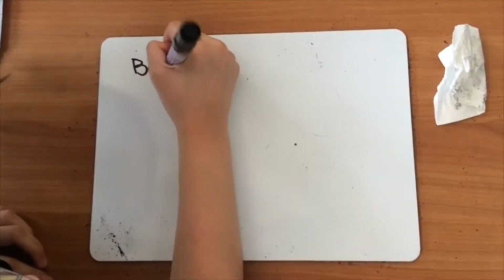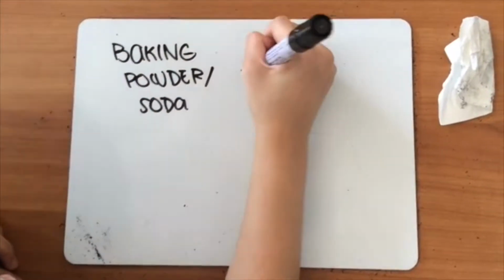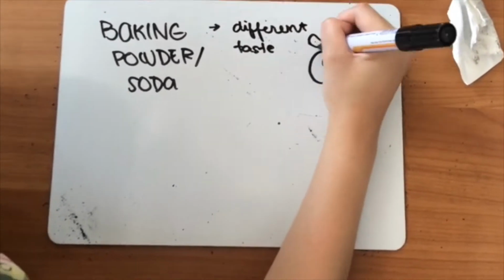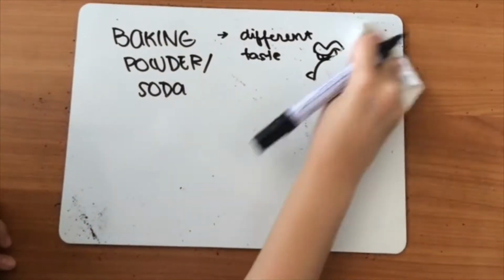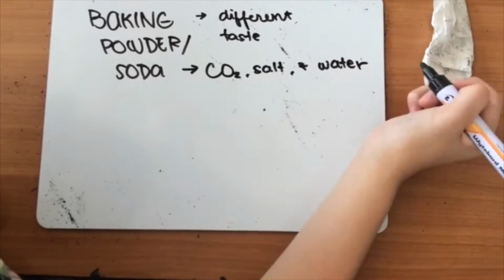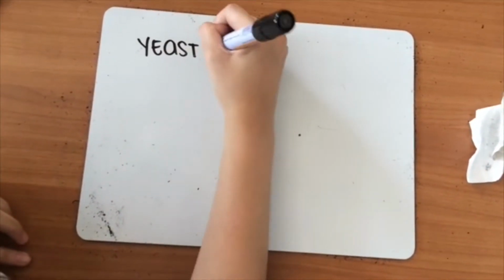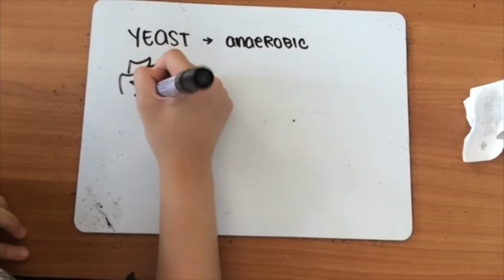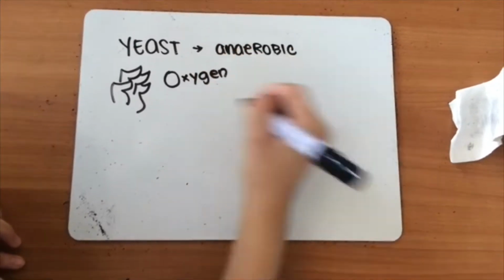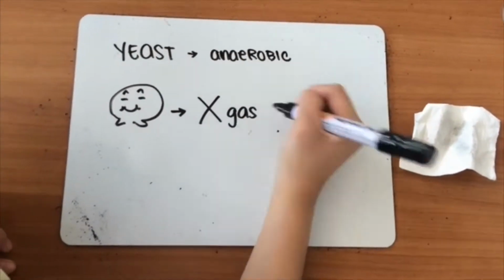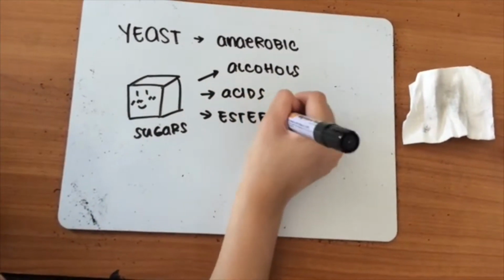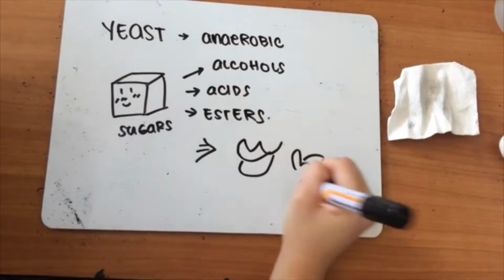But what is the difference when it is leavened by baking powder or by yeast? When leavened by baking powder, you have a different taste from bread leavened by yeast because the chemical reactions only produce CO2, salt, and water. However, when it is leavened by yeast, yeast cells grow under anaerobic conditions, which means that this is a process that takes place in the absence of oxygen. It cannot convert glucose completely to gas. Therefore, sugars are then sometimes converted into alcohols, acids, and esters, which add to the bread's flavor.